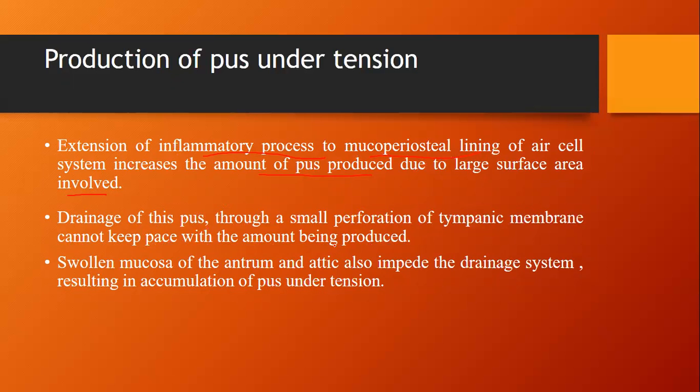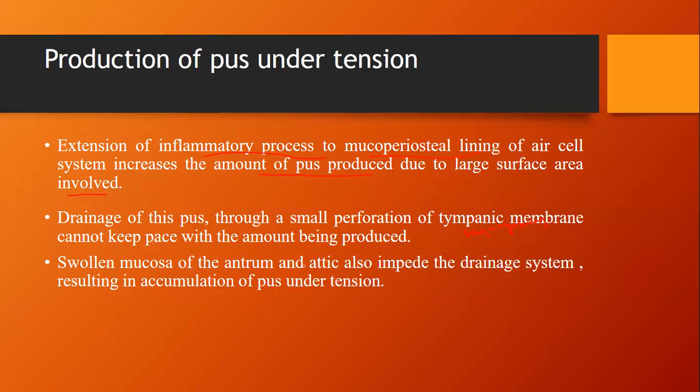Pus formation: we will be trying to drain out this pus through a myringotomy, a small perforation. Okay. So through our procedure we cannot drain the pus adequately, because more pus is produced due to this chronic infection than is removed. Swollen mucosa of the antrum and attic also impede the drainage system.